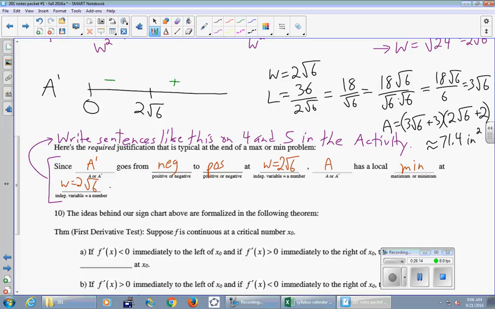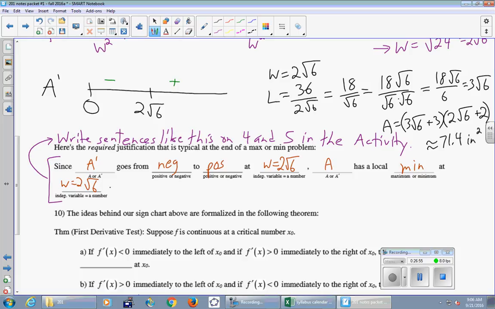We originally had L's and W's inside of our area function. We changed the L into 36 over W. In order to do that, you need to create some other equation that allows you to do this substitution. Once you've got your function to be minimized or maximized with just one input variable, we take the derivative and set it equal to 0. Occasionally, there are also places we need to think about where the derivative doesn't exist. We solve for the critical number. In this case, it was 2 root 6. There could be many critical numbers. You do your sign test, and you make your sentence with the conclusion. That's the whole process. These are tough problems.